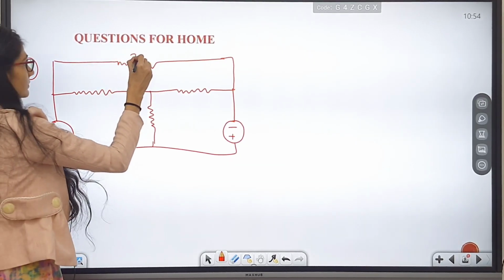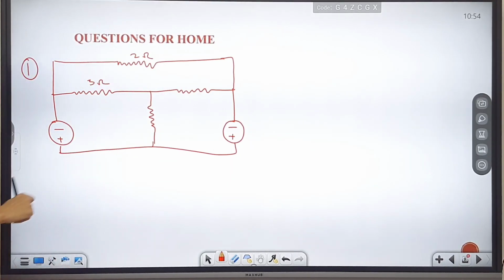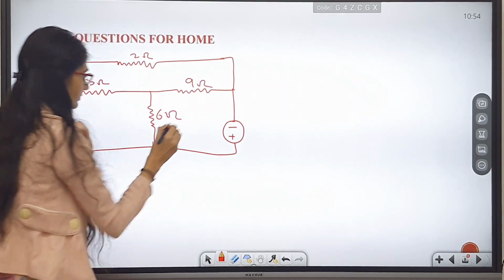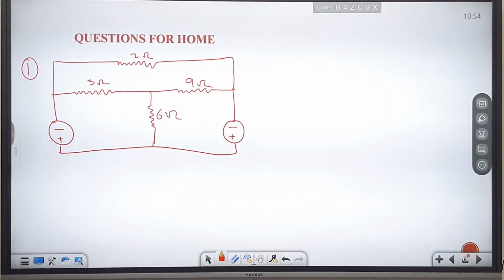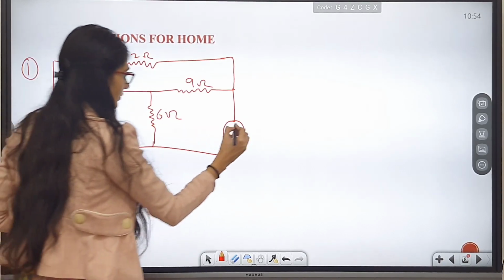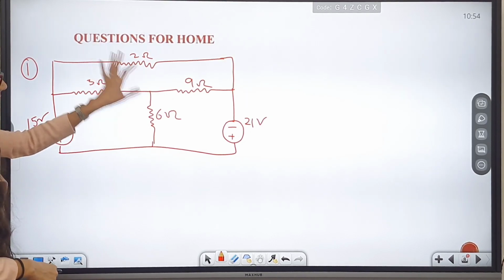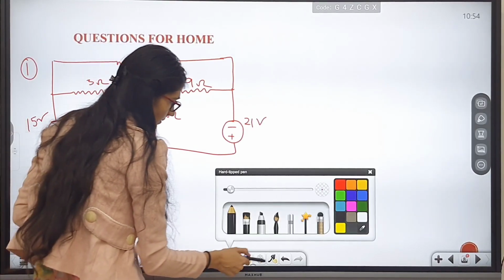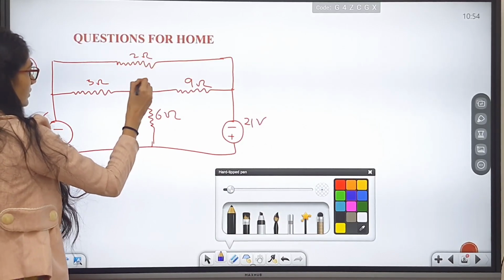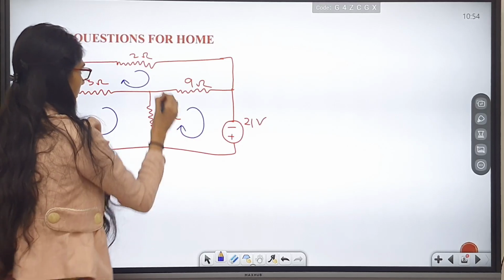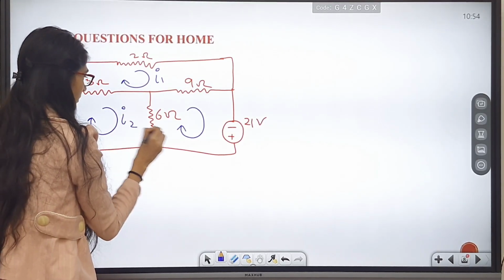This is 2 ohm, this is 3 ohm, this is 9 ohm, and this is 6 ohm. You have a 15 volt battery and a 21 volt battery. You have to find the current through every resistance. Okay, let's make it simple. Suppose you are taking this direction. This is I1, this is I2, this is I3.